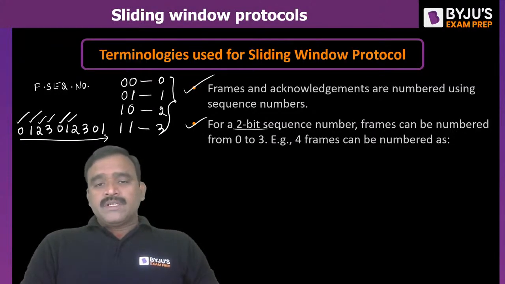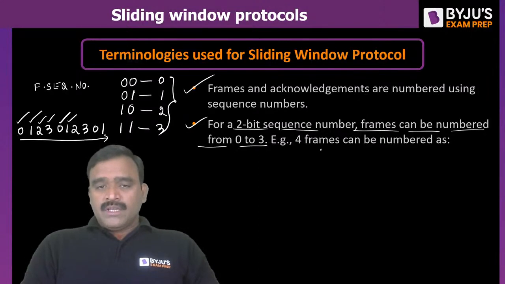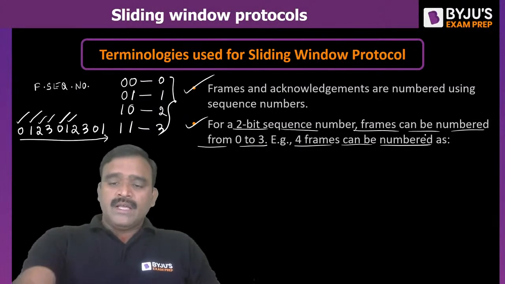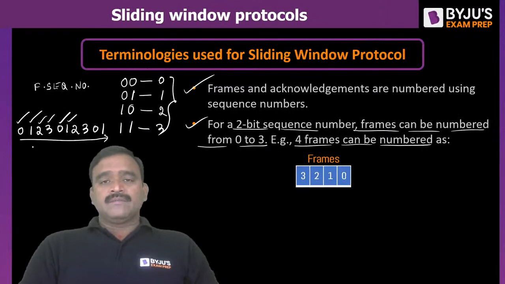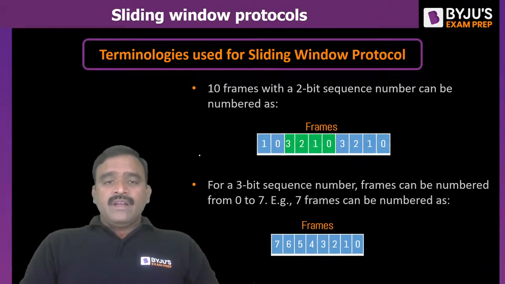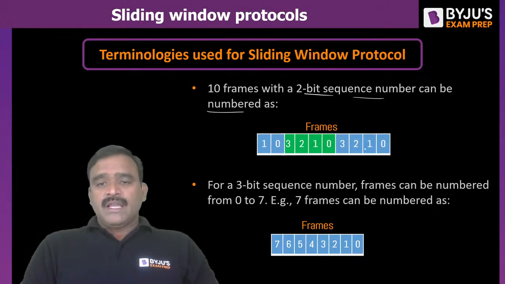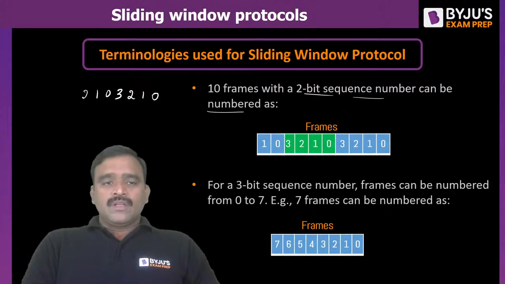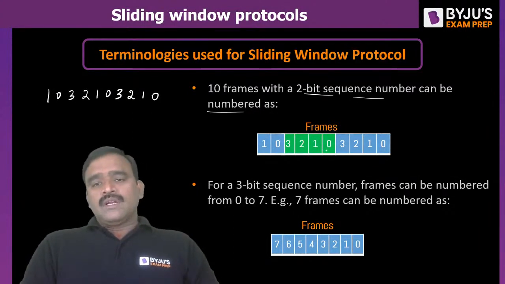So for a 2-bit sequence number, frames can be numbered from 0 to 3. Example, 4 frames can be numbered as 0, 1, 2, 3 like this. Now let us suppose you have 10 frames, and with a 2-bit sequence number they can be numbered like this. From left to right I am numbering: 0, 1, 2, 3. Again 0, 1, 2, 3. Total 8 frames are gone. Now 0, 1. So total 10 frames.